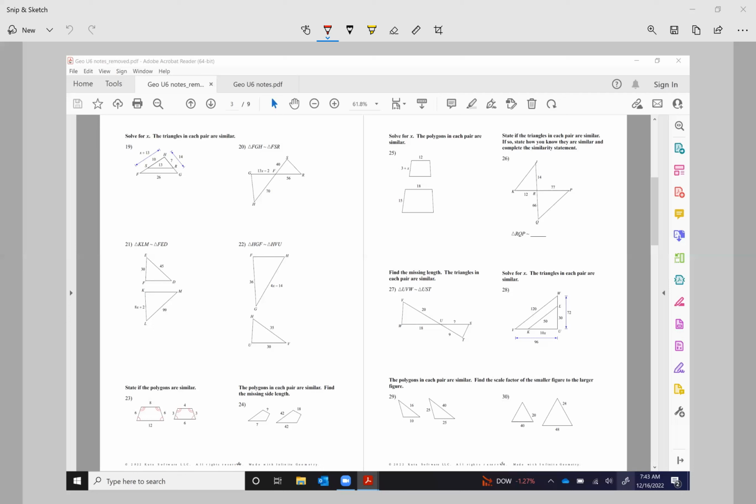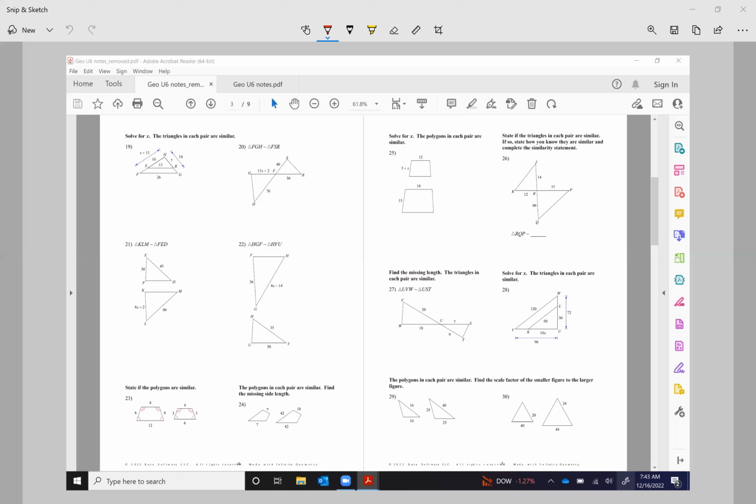Okay, so I have the 45x is equal to 945. Let me divide each side by 45. So I get that x is equal to 21. Okay, found the value of x. Take a look at number 18.